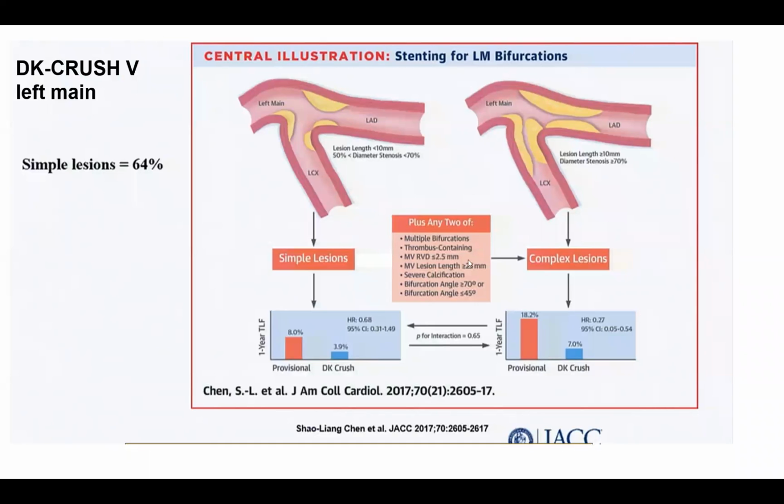And this slide also summarizes those complex features. This is important because that complex true bifurcation is the only one where there is suggestion of benefit with a planned 2-stent strategy. Everything else is probably best served with a provisional strategy, but only this one is served with a planned 2-stent strategy.